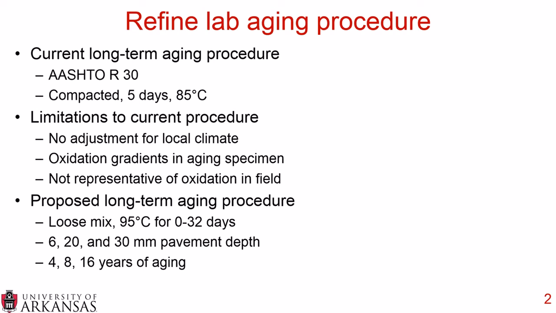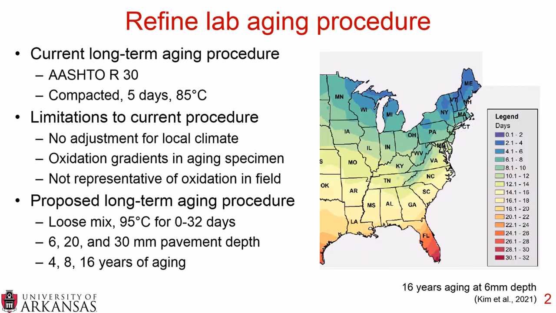Therefore, the proposed long-term aging procedure is a loose mix aging procedure at 95 degrees Celsius for anywhere from 0 to 32 days. And they can simulate 6 millimeter, 20 millimeter, and 30 millimeter pavement depth and aging of 4, 8, and 16 years. So for example, in this figure, this represents 16 years of aging at a 6 millimeter depth, and you can see, depending on where you are in the United States, you age the sample anywhere from 0 days all the way up to 32 days.